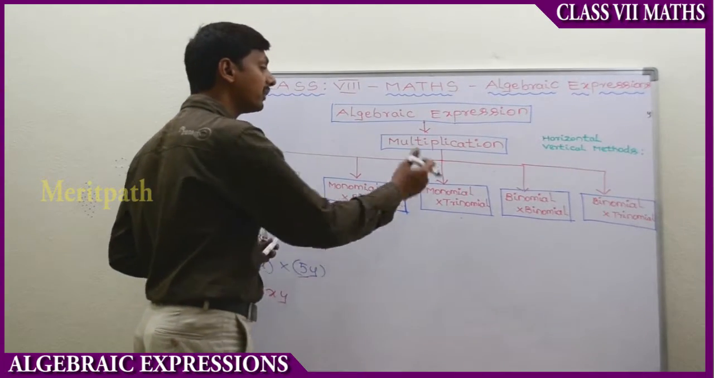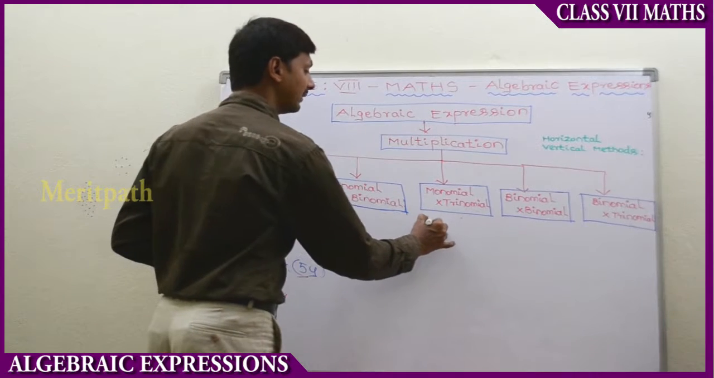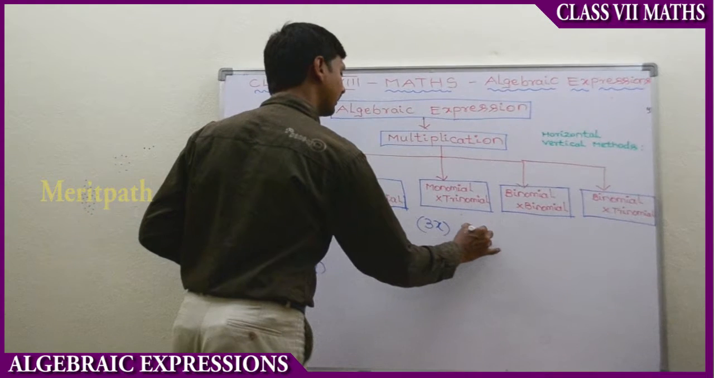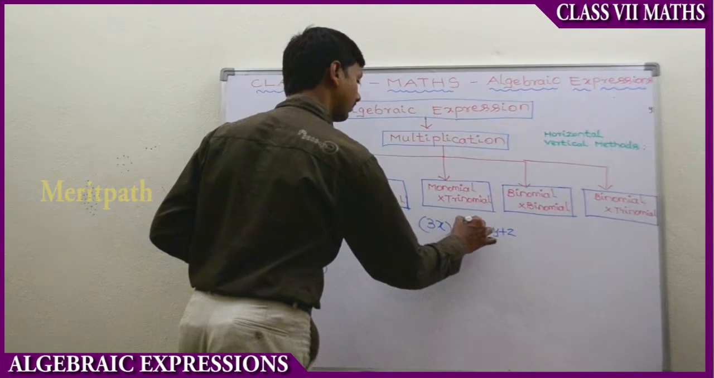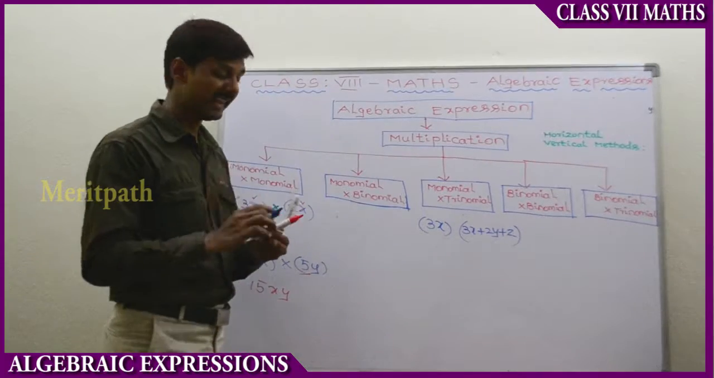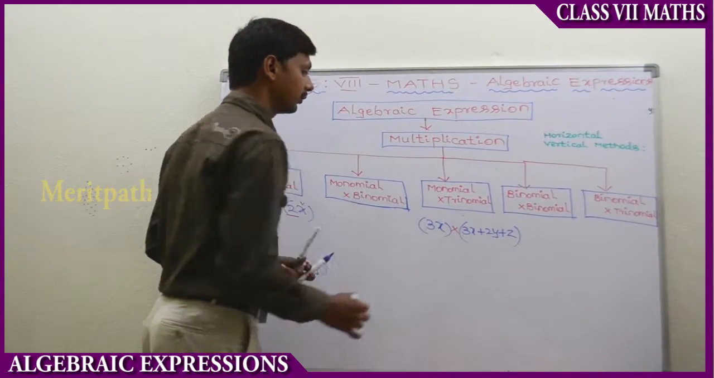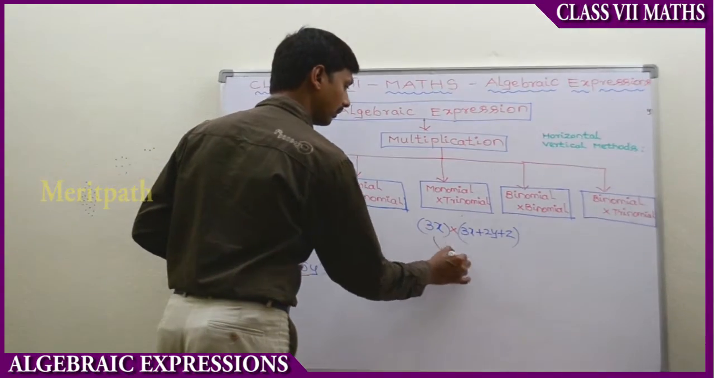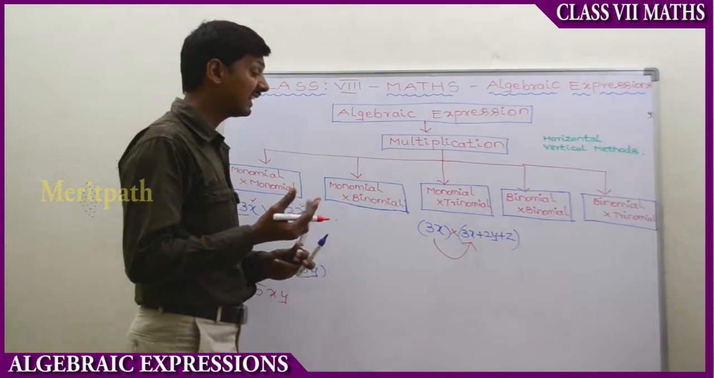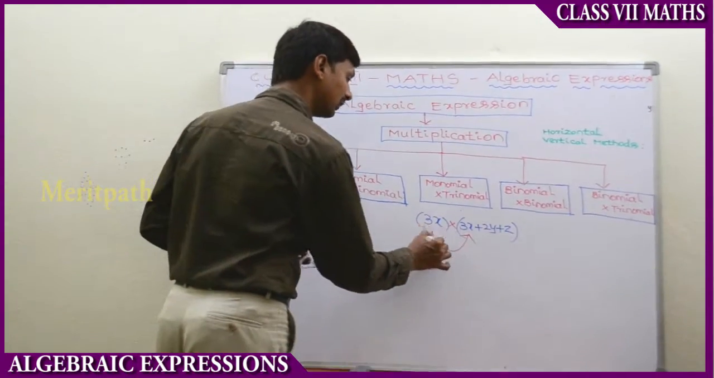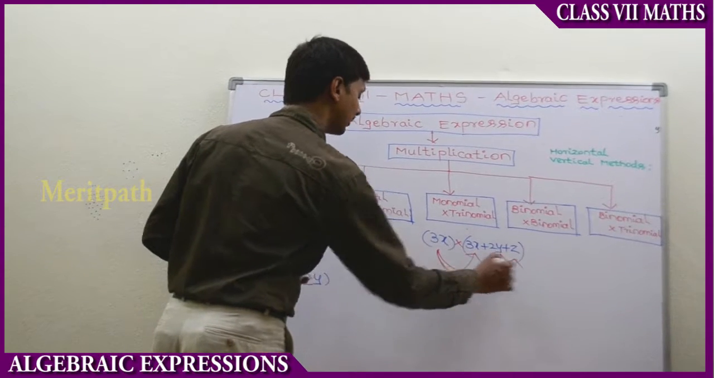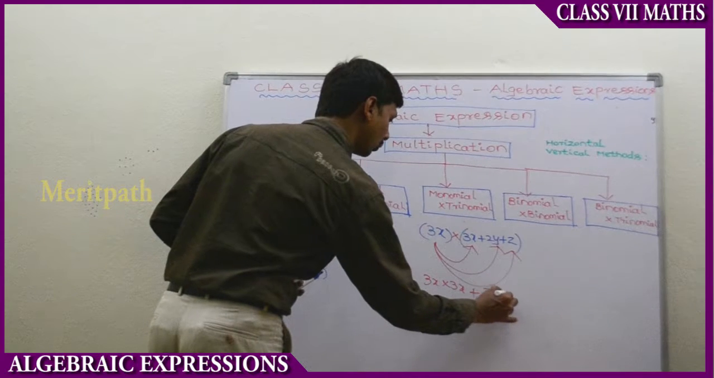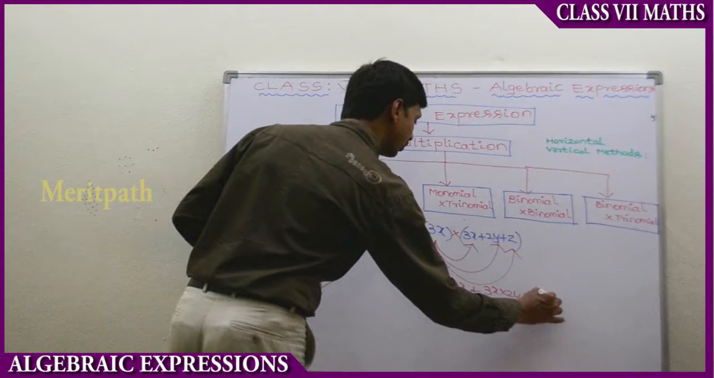Next one is monomial by trinomial. Monomial is 3x. For example, trinomial is 3x plus 2y plus z. Monomial has one term, trinomial has 3 terms. So we'll use the same property, distributive law. We need to distribute this 3x along all the 3 terms: 3x into 3x, 3x into 2y, 3x into z.